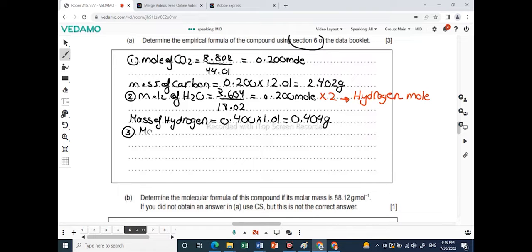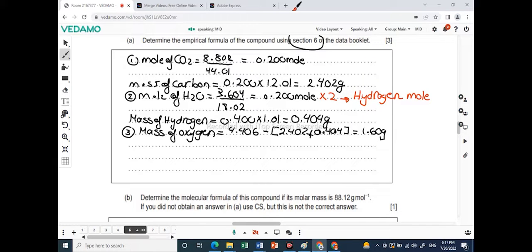Now the third step is to find out the mass and the mole of oxygen. So let's start with the mass of oxygen. You will take the total mass of the compound given inside the question, 4.406, and I'm going to subtract from it the total masses, 2.402 plus 0.404, and as a mass of oxygen, it is 1.6 gram.